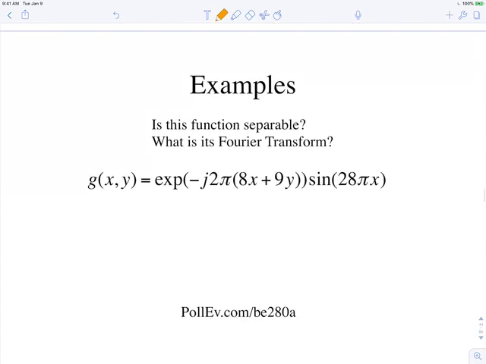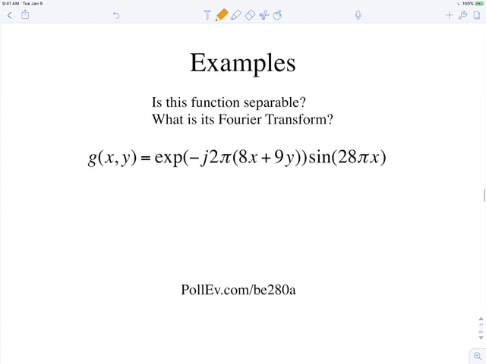Okay, so this is an example. Let's go through this. The question is, is this function separable? Go ahead and take a minute and I'll put up the poll and see if you think this function is separable or not.